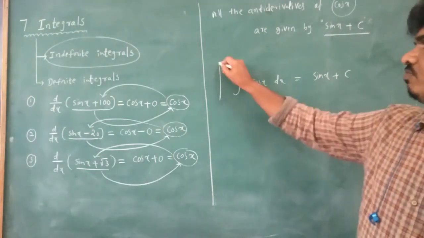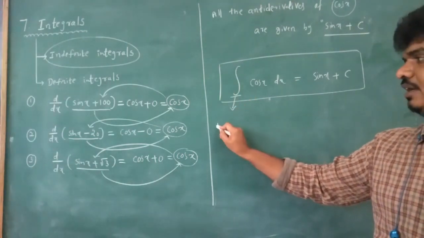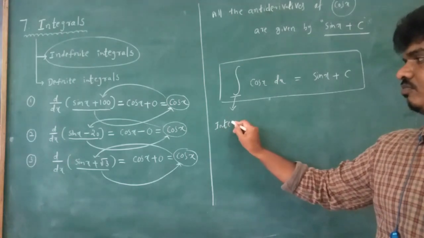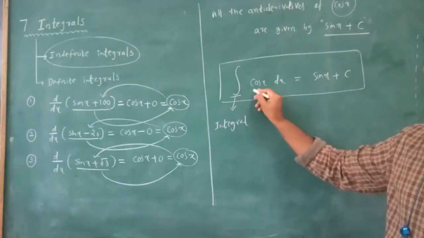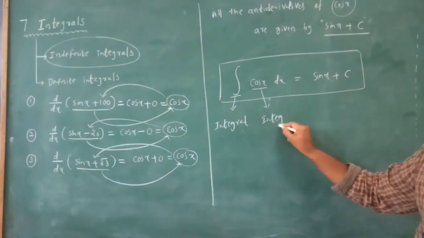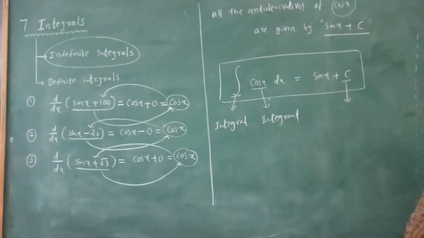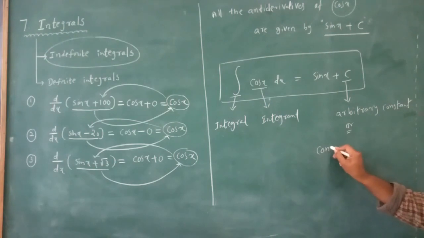In this symbol, we read it as integral, and this is the integrand, and c is called the arbitrary constant or constant of integration.